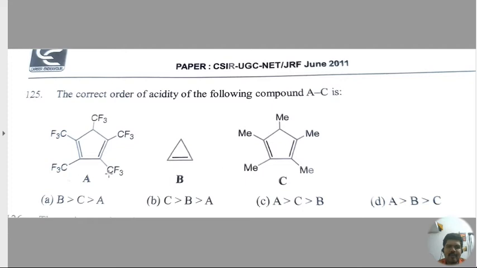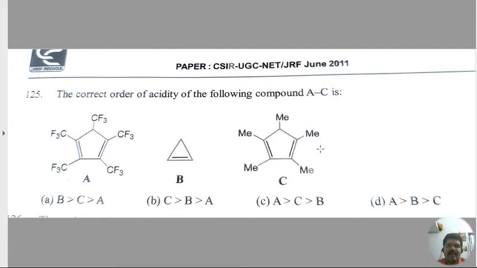Because why? What happens in the case of A and C? In the case of A and C, what is happening here is that in A, the negative charge is stabilized by the electron withdrawing nature of the CF3 groups. But here the negative charge is getting intensified by the plus I effect of the methyl group.